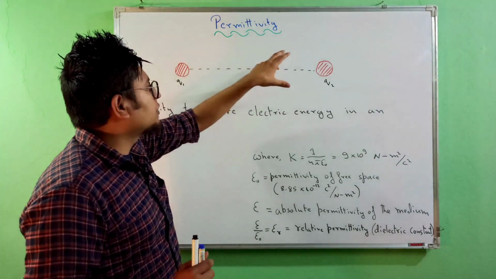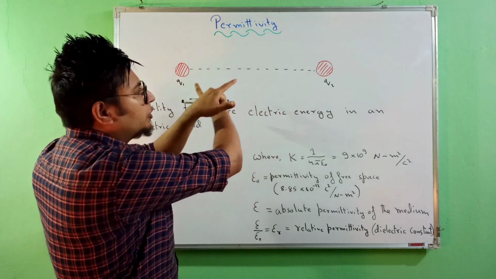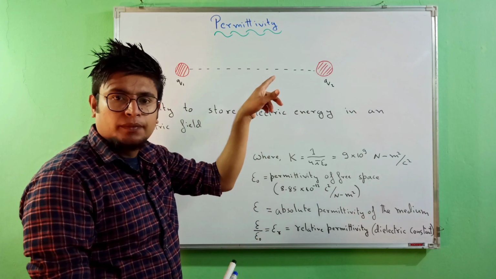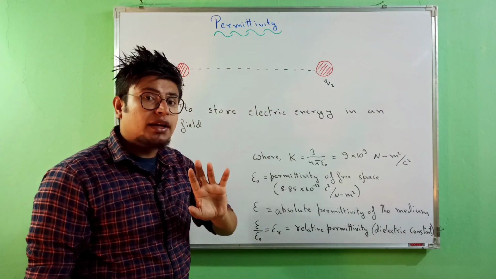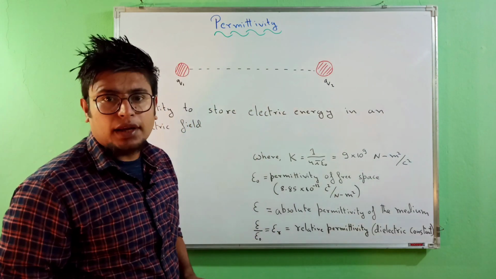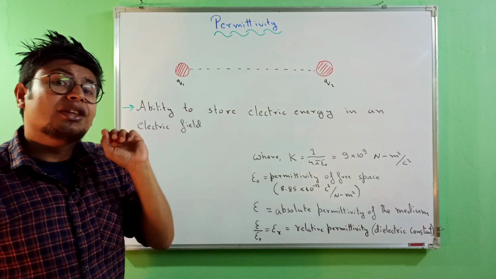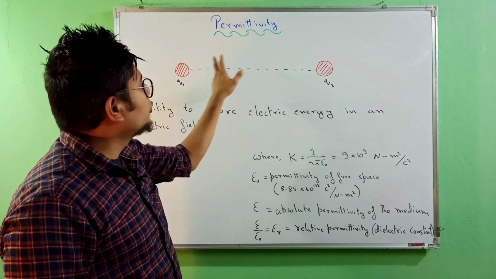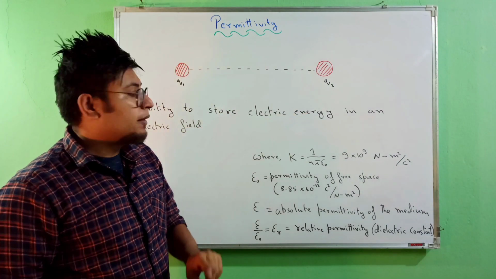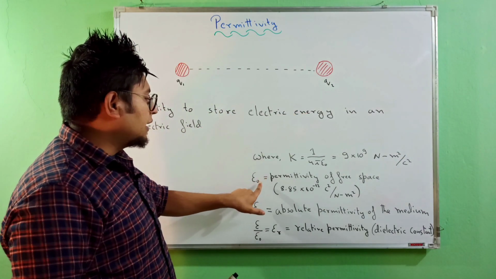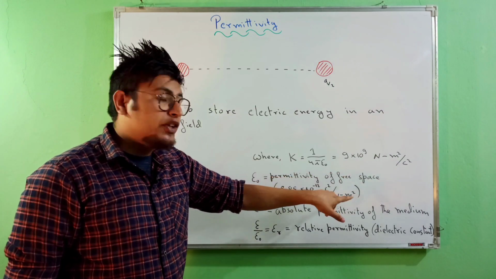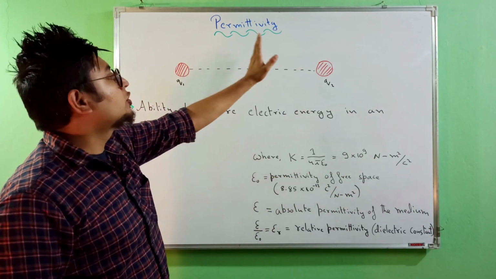This charge and this charge, there is some kind of interaction taking place in between these two charges, such that they either repel each other or attract each other. And out here in this particular case, it is the vacuum, that is the medium between these two charges. Okay, and hence epsilon naught is the permittivity of the free space or vacuum between these two charges.